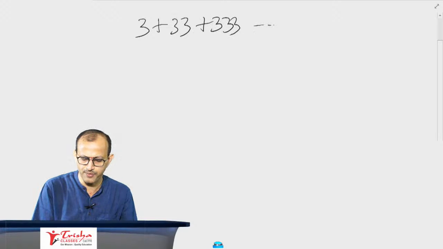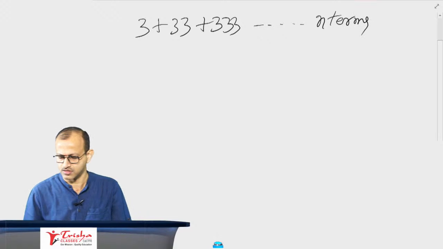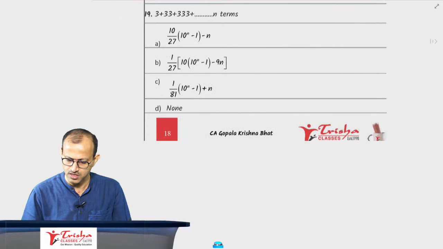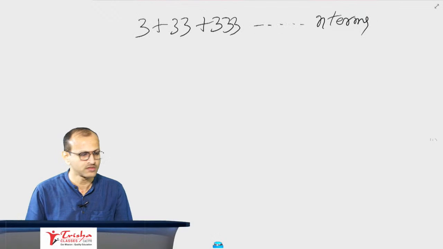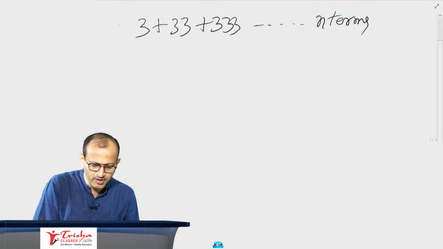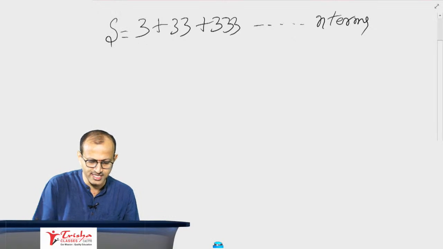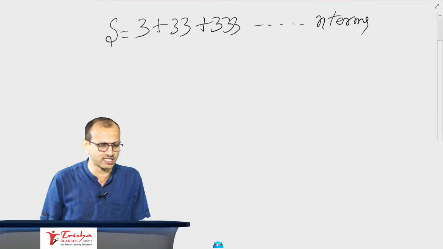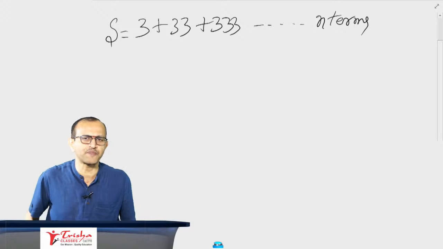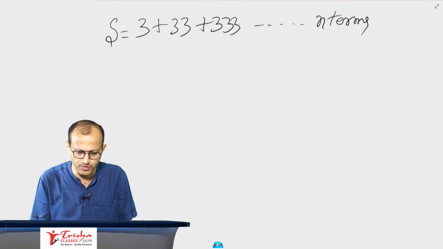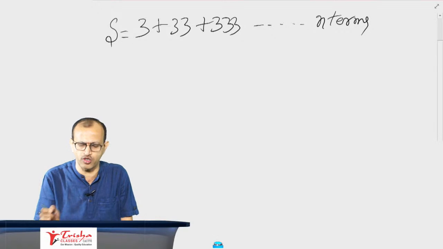3, 33, 333, up to n terms. Yes, I will explain. See the first step, I don't know this sum, so I will call it S. Neither is it AP nor GP now, correct. I expect you to listen very carefully. I'll give time for you to take down. This total up to n terms I don't know.